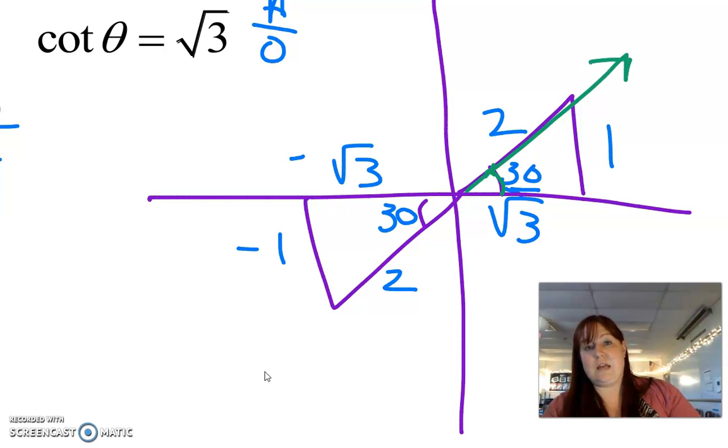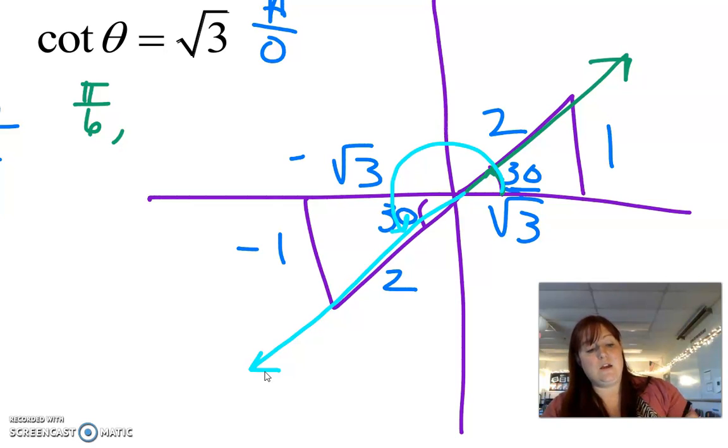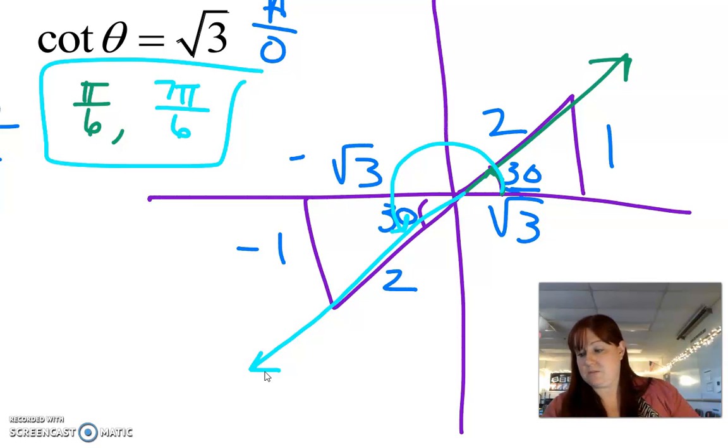That angle would have a cotangent of root 3 over 1. So that angle is 30, or pi over 6. And then we have this other angle that goes all the way here and ends right there. So how much did it go? It went a full pi and then another 1/6 of a pi. So that would be 7/6 of a pi, right? So those are our two options.